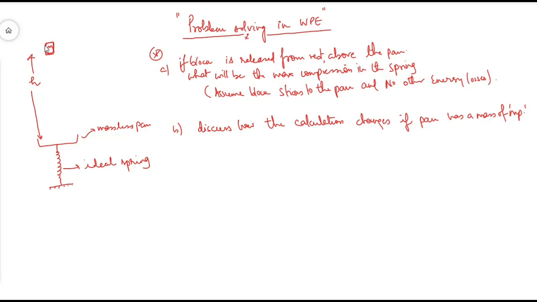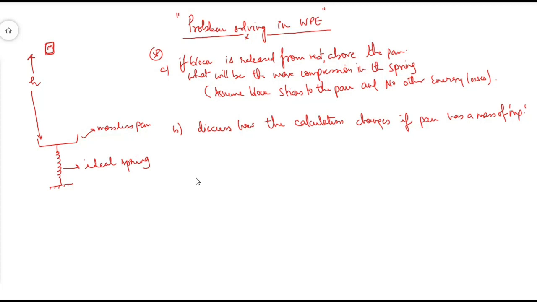We have a mass at a height h from the pan, and it is released from rest. If the block is released from rest above the pan, what will be the maximum compression in the spring? Assume the block sticks to the pan and there are no other energy losses. This is the simple scenario of conservation of mechanical energy.